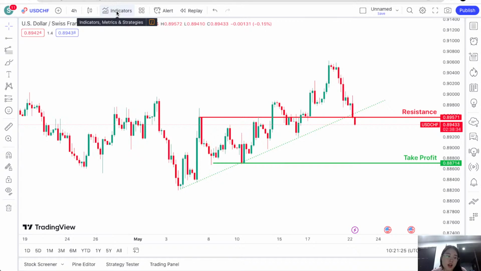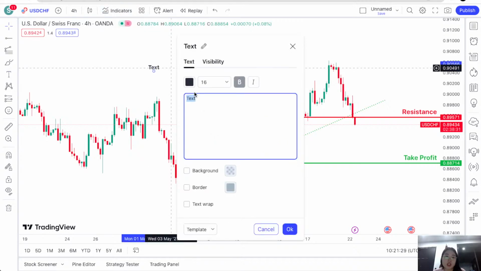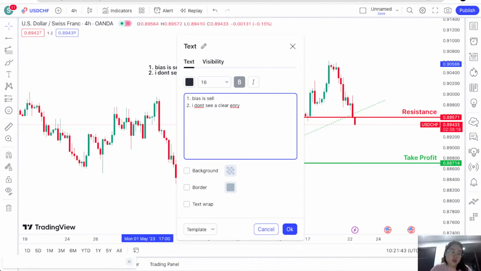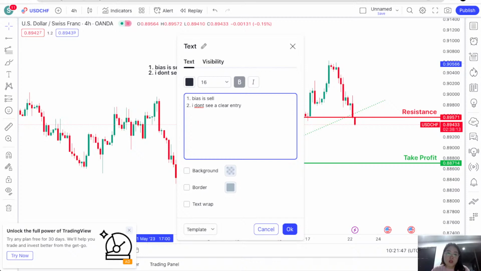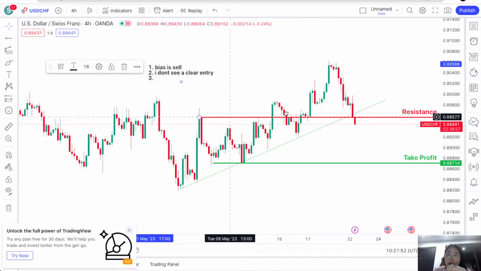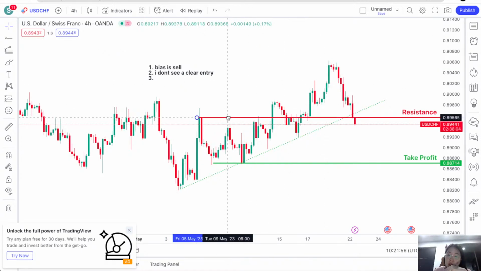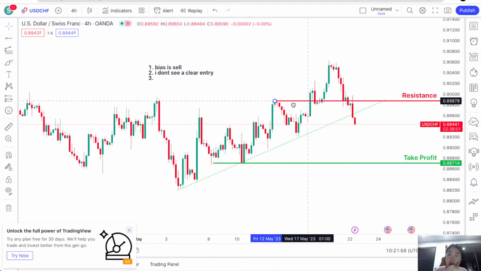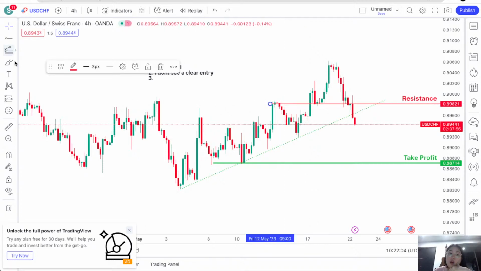Okay guys, I'm just going to quickly give you my conclusion on USD CHF. Bias is sell. I don't see a clear entry. You know why I don't see a clear entry? Honestly, the entry could be anywhere. This could be the sell entry, this could be the sell entry, this could be the sell entry. What is stopping price from just pulling back to this area and then coming down?